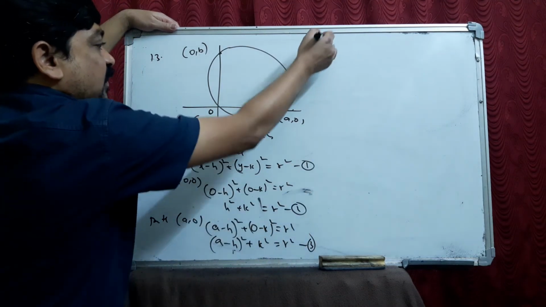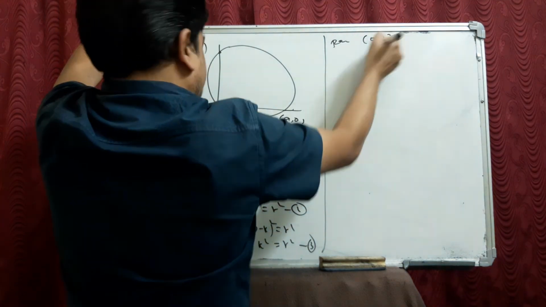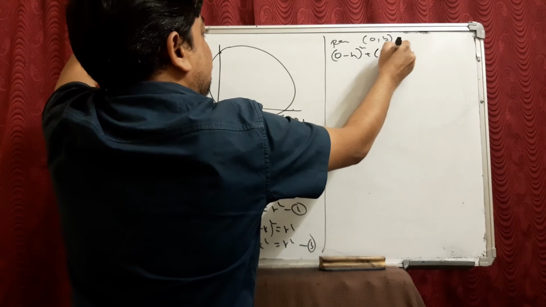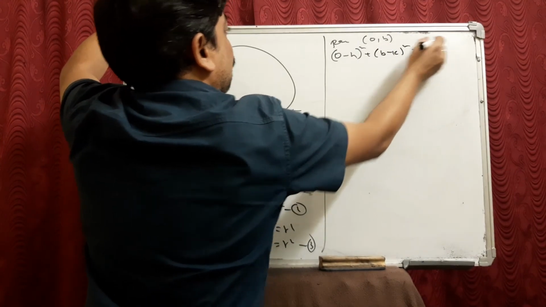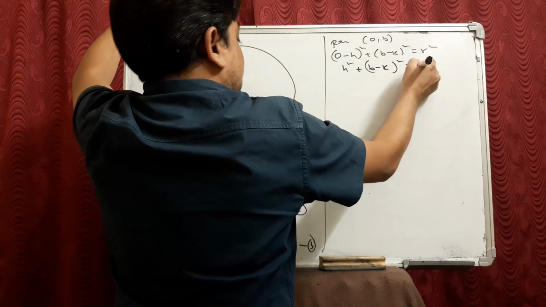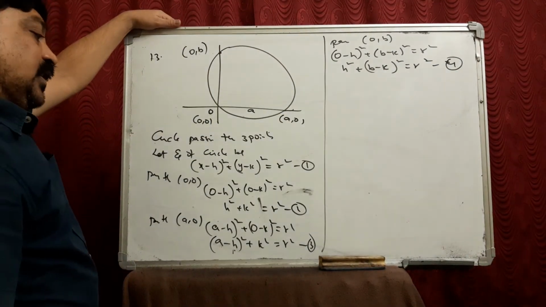Equation 3. In the same way, it passes through 0 comma b. So 0 minus h whole square plus b minus k whole square equal to r square. H square plus b minus k whole square equal to r square. Equation 4. Now all are r square, r square, r square.